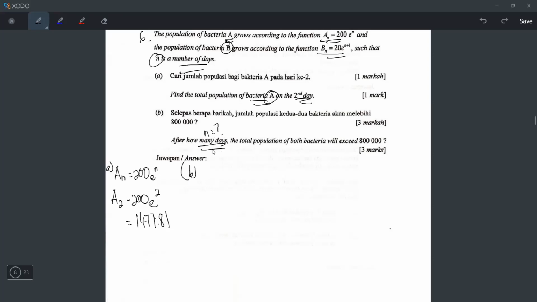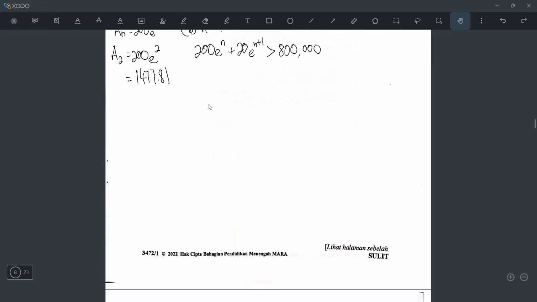Okay, B. After how many days? It means n equals to nak cari lah. It means nak cari n. After how many days that the total population of both bacteria will exceed 800,000. So both bacteria, so I should take 200 E power n plus with 20 E power n plus 1, both add together, and then exceed 800,000, so bigger than 800,000, like this. Okay, and now I'm trying to find the n. Okay, so now what I do is I will just solve this equation. All right. Okay, how can I solve this? Let's think about this. Let's see. So we know this is a times relation, right? So it'll be 200.